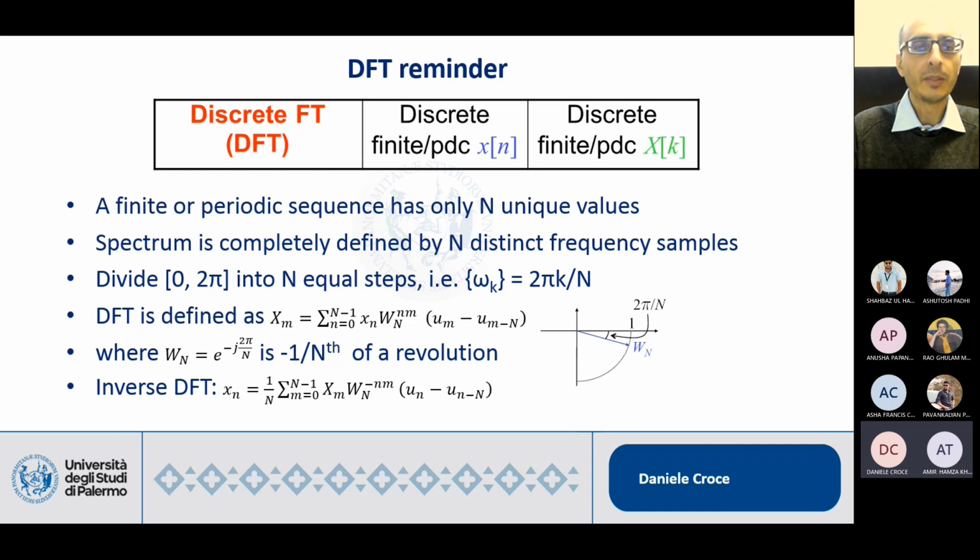If we divide the interval between 0 and 2 pi in capital N equal steps, then the frequency samples are 2 pi over N. And basically the DFT is defined with this omega N, as I said, is e to the minus j 2 pi over N, and it represents 1 over N of the revolution of a circle, okay? And it's basically the roots of unity, the complex roots of 1, okay? And here you have the definition of the discrete Fourier transform and the inverse discrete Fourier transform.